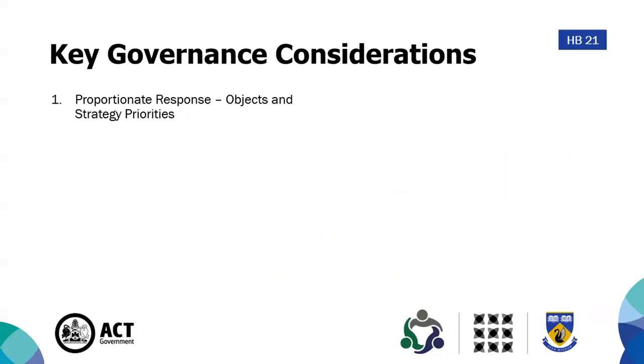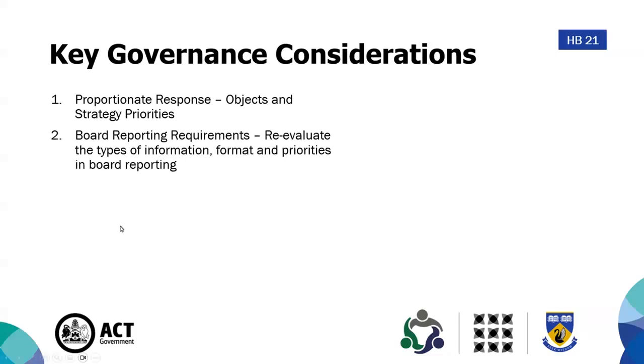I guess first and foremost, we want to make sure that we have a proportionate response in terms of our objects and our strategy priorities in the context of costing and pricing, making sure that we're responding to the risks, the dangers that the costing and pricing process might identify, but ensuring also that we are continuing to pursue our objects and strategy. We might need to reevaluate the types of information, the format and priorities of reporting that go to the board, that go to the executive, that go to operational managers and others, to make sure we're getting the right information to react to changes in the costs of the organisation that we hadn't predicted or poor predictions.